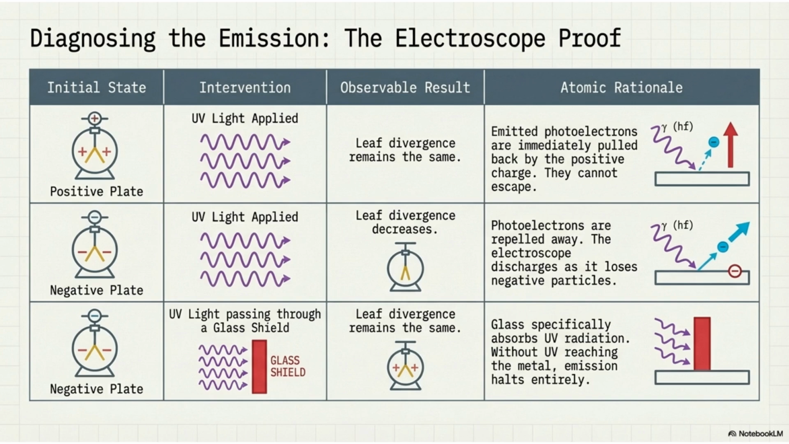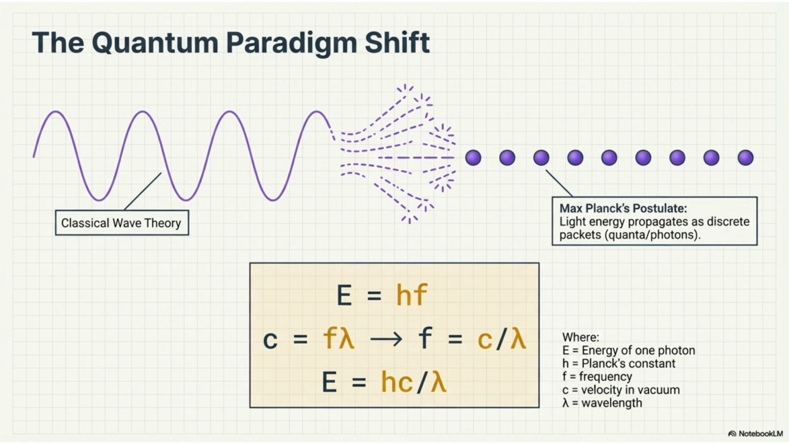Experiments with an electroscope provided key proof. UV light on a negatively charged plate caused the leaf divergence to decrease, showing electrons were repelled. If the UV light was blocked by glass, the emission halted, confirming the importance of UV radiation. The classical wave theory failed to explain these observations.